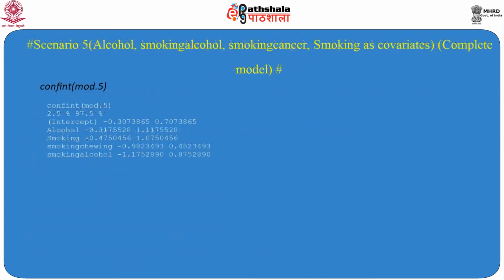Now going to scenario 5, where we are considering alcohol, smoking, chewing and smoking as covariates. So here we have a total of 5 covariates considered on the cancer.